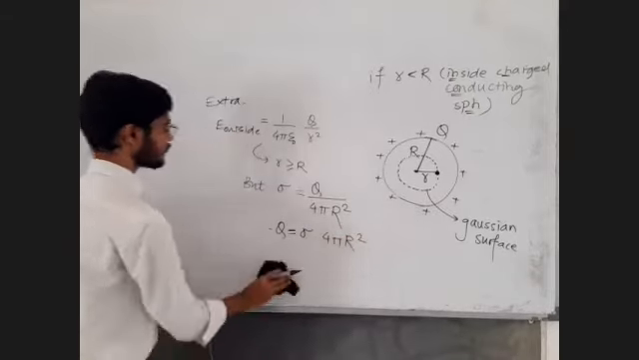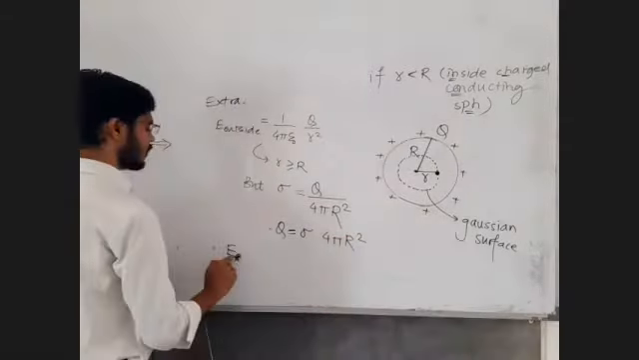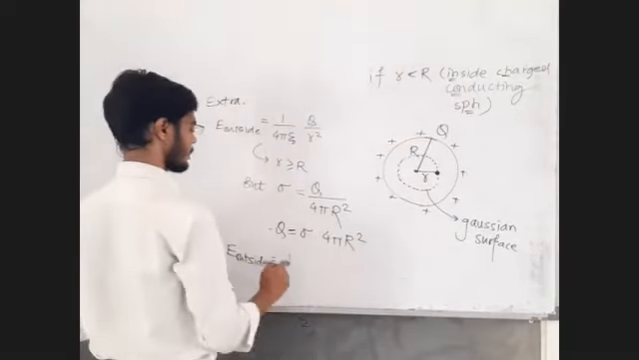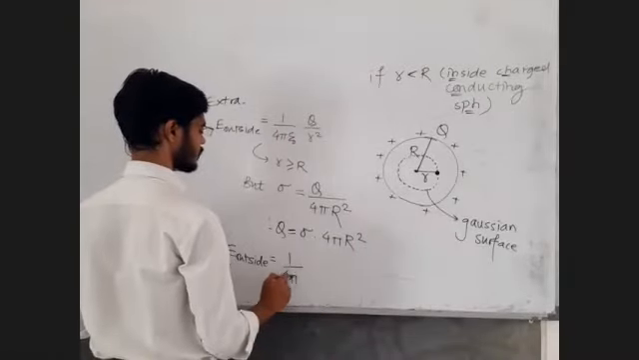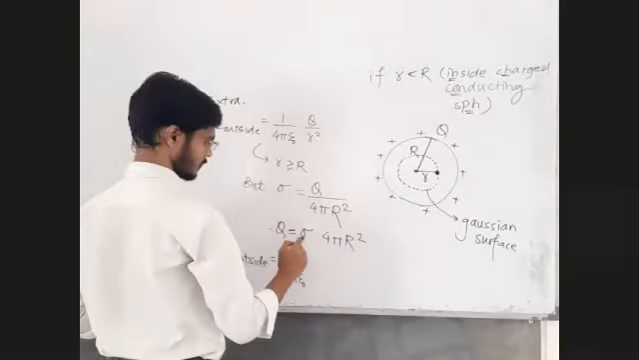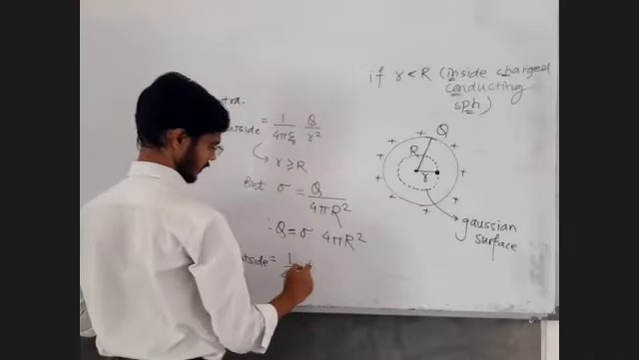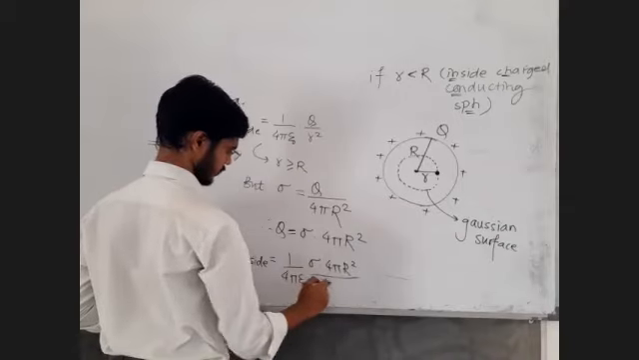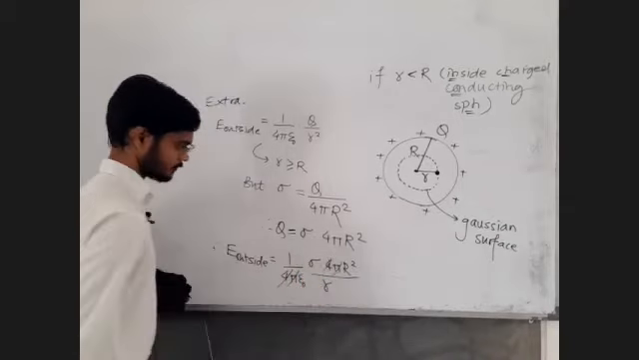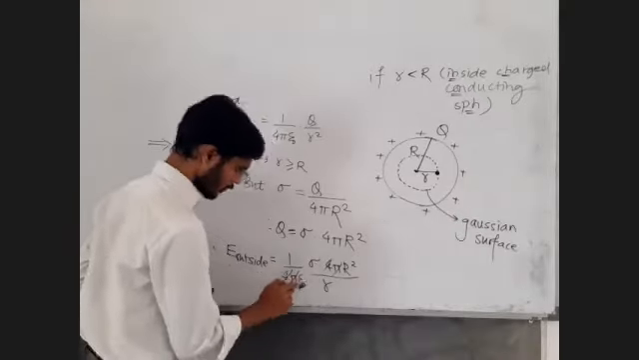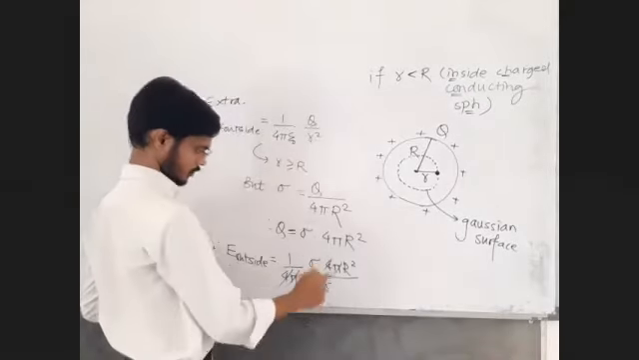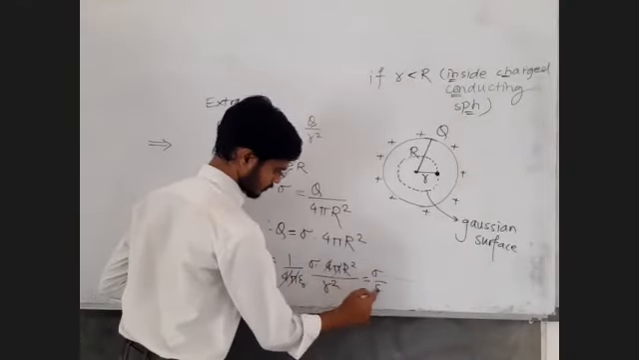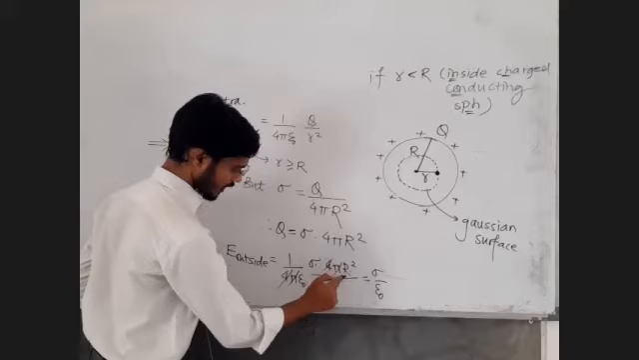What is the electric field outside the charged conducting sphere? 1 upon 4 pi epsilon 0, where Q will be replaced by charge per unit area times area. The 4 pi cancels, so we get sigma upon epsilon 0 into R square upon small r square.